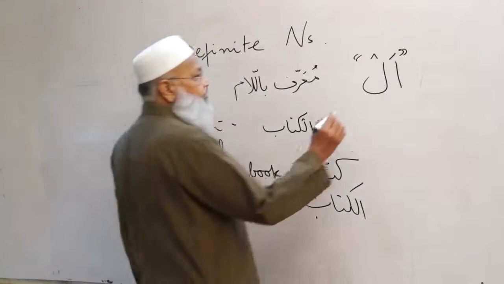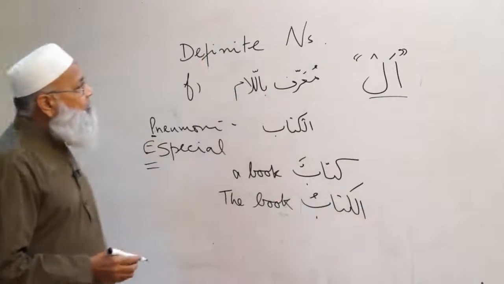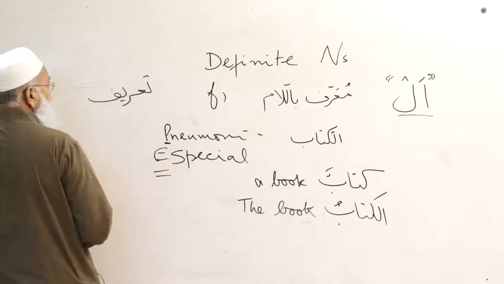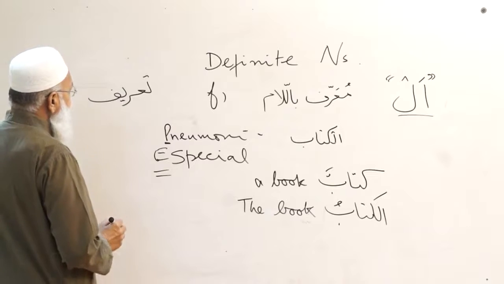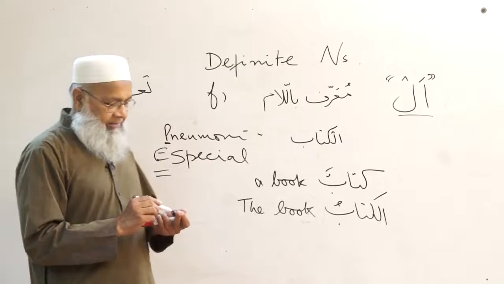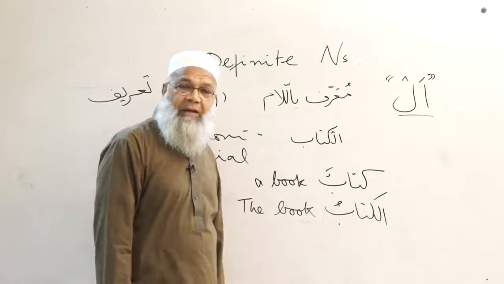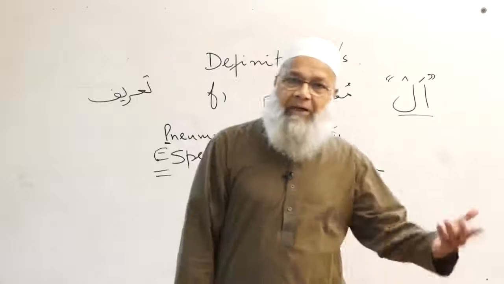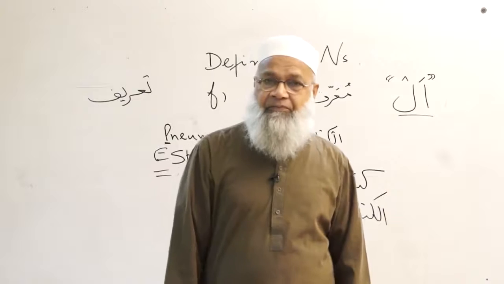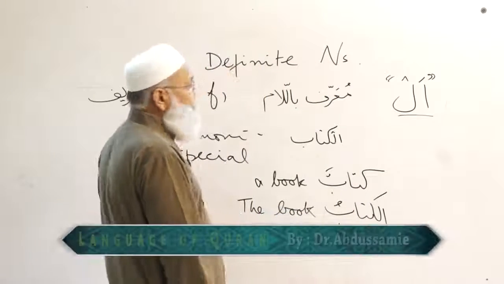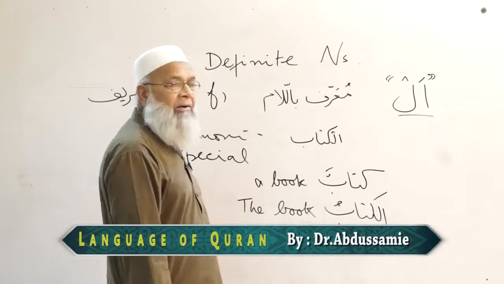So this lam with sukoon is called lamut tarif. Tarif means to make something definite. Tarif is the translation of definition. In English you say the definition of something. In Arabic you'll say the tarif of such and such thing is like this. So when you define something, it becomes certain and definite.